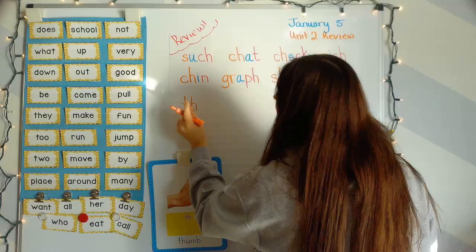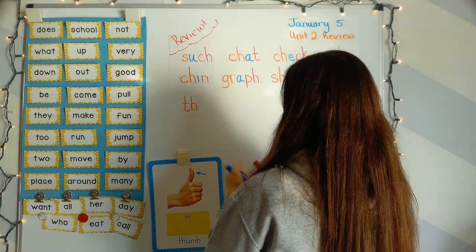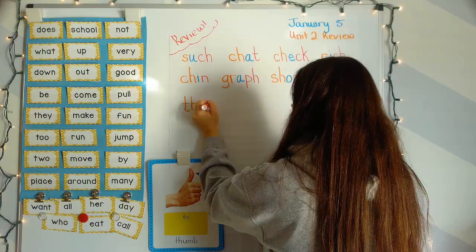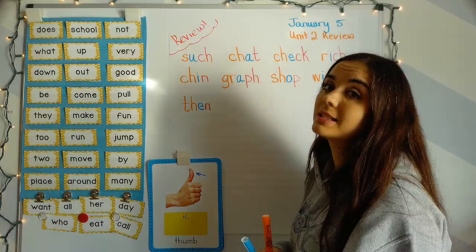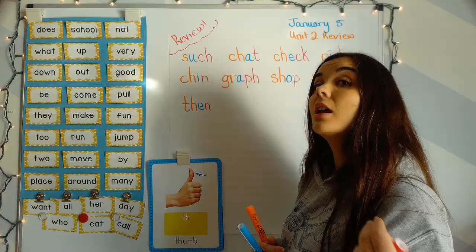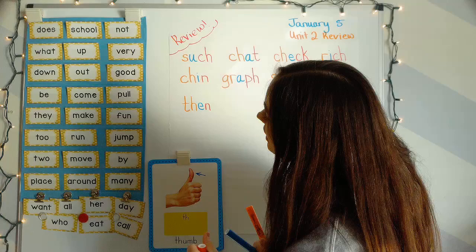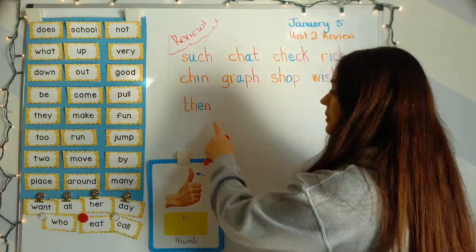H, like the thumb card. E says eh. N says n. Then. So actually, then is a high frequency word. We always talk about how you can't sound out high frequency words. But if you've got that TH in your back pocket and you just know the TH says th, then you can sound out a high frequency word here. Let me see, do we have one here? No, we do not. But the word them is a high frequency word.